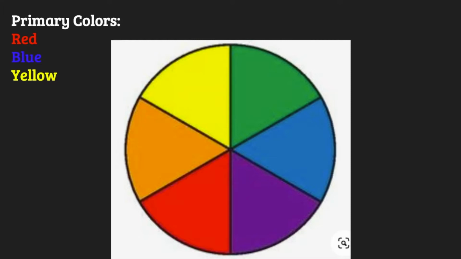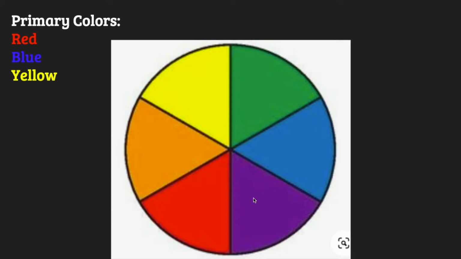The first type of color is called a primary color. These are colors that you cannot create by mixing other colors together. For example, red, blue, and yellow. Red, blue, and yellow are primary colors because they are colors that we just get straight from the paint bottle if we were painting. We cannot use two other colors to create them. They're just sort of our guiding points.